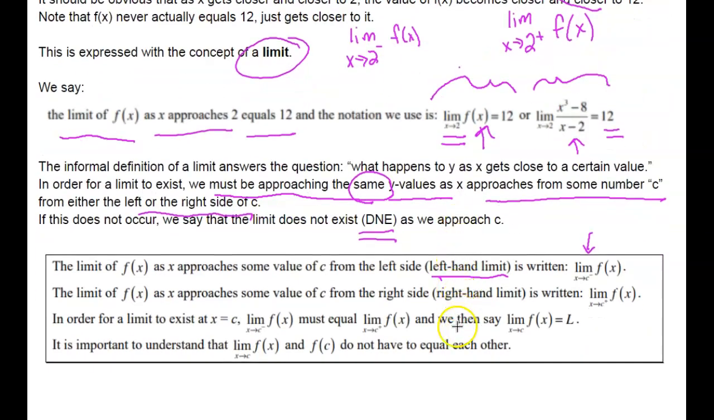It's not called a double-sided limit, but if there's no notation, then you need to compare the left and the right-hand limit. If they both agree, then you say that the limit does exist. Okay? So it is important to understand that the limit value of 12 and the function value of the example we just did don't have to equal each other.